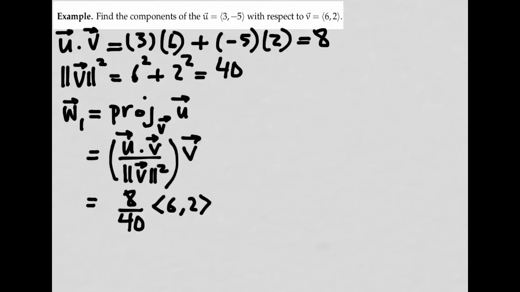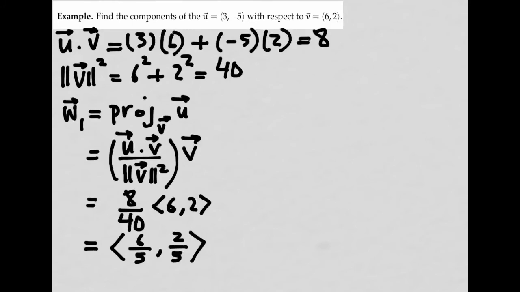8 over 40 simplifies to 1/5. We multiply that by 6 and 2 to get 6 over 5, 2 over 5. These are the components of the vector w1, which is parallel to the vector v. It is the projection of the vector u onto the vector v.